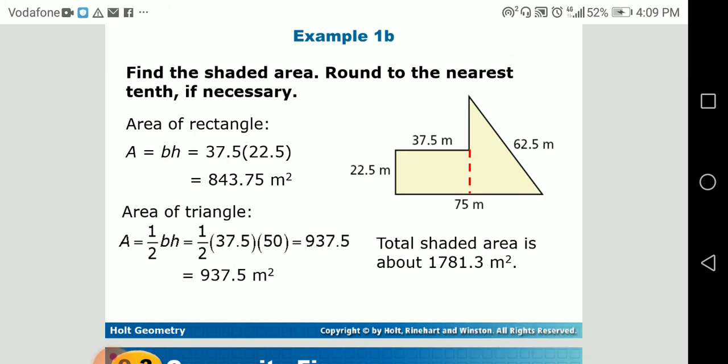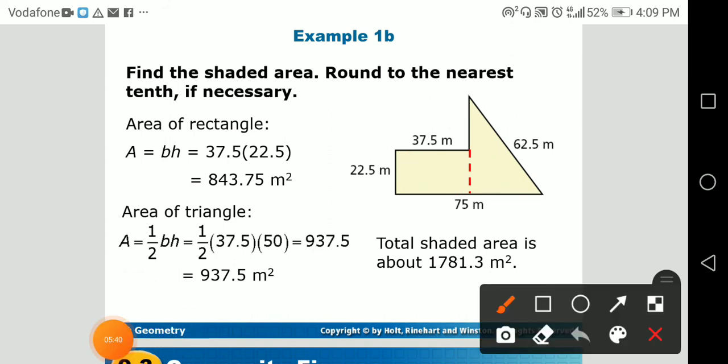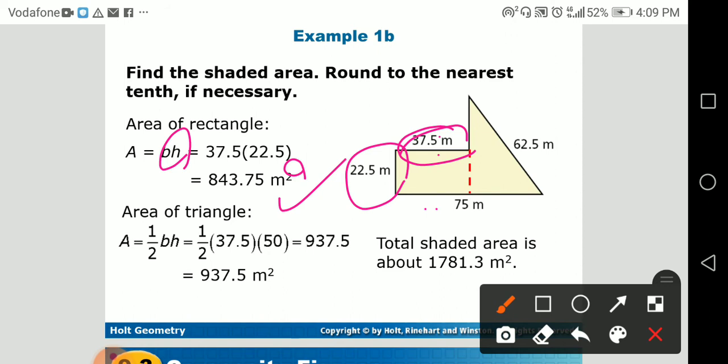So I'm going to find the area of the rectangle first. It's base times height. Guys, you have to study the rules, okay? This is very important. So we have the base, and as you see, this is the base, 37.5, and two opposite sides are equal. Remember that. Base times height, 22.5. By using my awesome calculator, you got 843.75 meters squared. Remember to put the square because it counts.